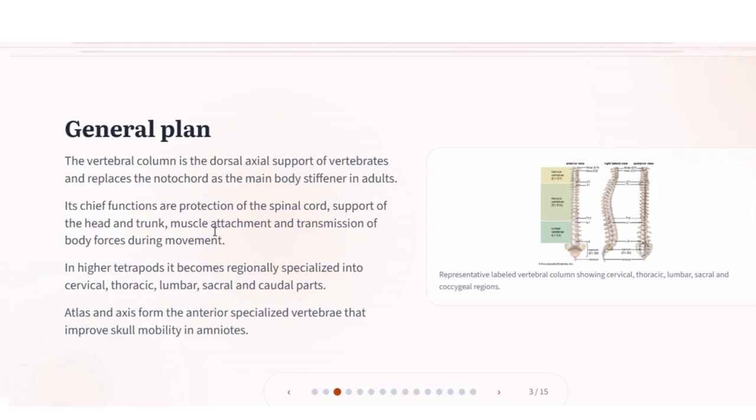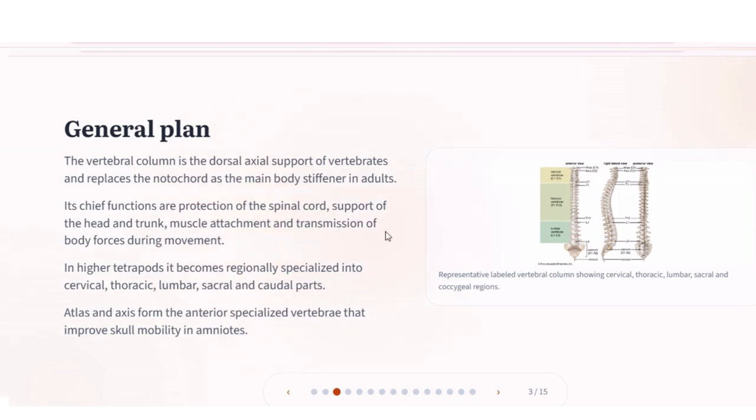In higher tetrapods, the vertebral column becomes regionally specialized. 5 different regions are there, as we just told you. Cervical region, that is the neck bones. Thoracic region, that is the vertebrae of the thoracic cavity, through which the ribs get attached. Lumbar, sacral and caudal parts.